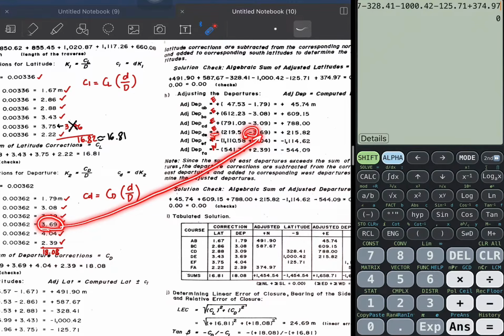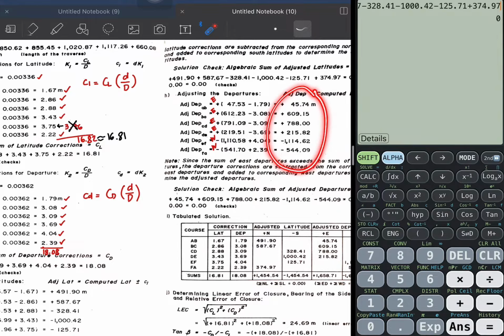This is not for the sign convention. This is for the correction. Whichever is the bigger, that is minus the correction. If that is the smaller value, add or plus the correction. Then for line EF, that is west, so plus. And lastly, line FE, it is 2.39, this west, so plus.